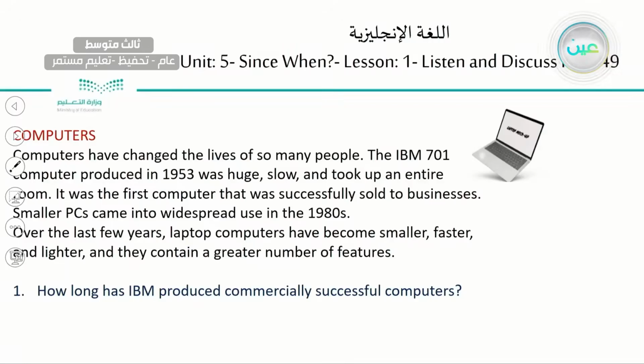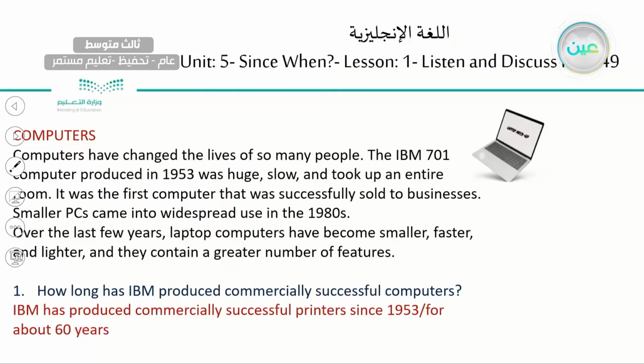So the first one, we said it's related to computers. How long has IBM produced commercially successful computers? How long? From here you can find the answer. Pause the video and think about it and let's see the answer together. IBM has produced commercially successful computers since 1953, for about 60 years. This is the answer for question 1.